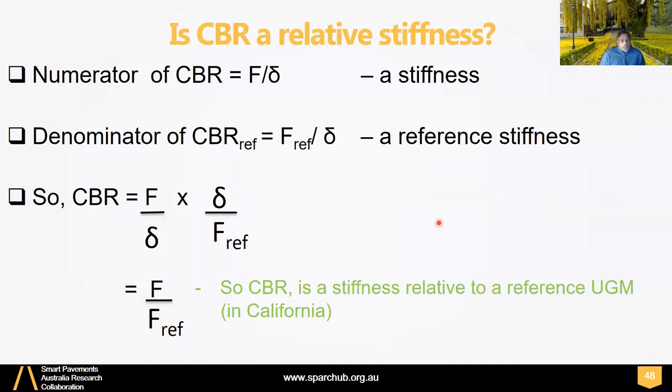So there is always a question whether CBR is a strength parameter or a stiffness parameter. But in my opinion, it's a relative stiffness. Let's see why. I can write the numerator of the CBR, the top part, as the force measured for a certain displacement, 2.5, call it delta. So F divided by delta, that's a stiffness. The denominator of the CBR is the reference force for the same displacement, either 2.5 or 5. Now let's get the ratio, F over delta, and the other one upside down, delta over F. Delta cancels off, leaving F divided by F ref. So this is the definition of the CBR. So CBR is a relative stiffness in that case.